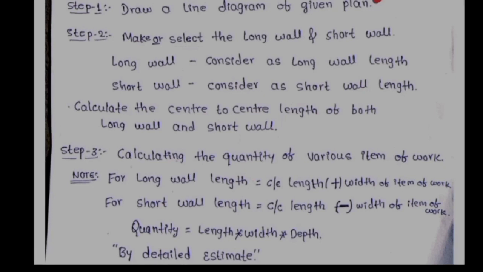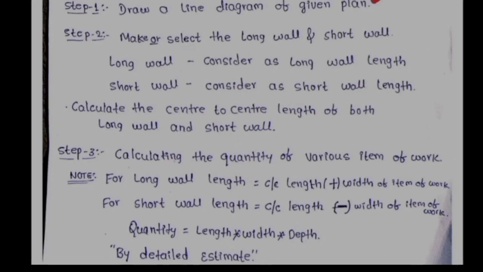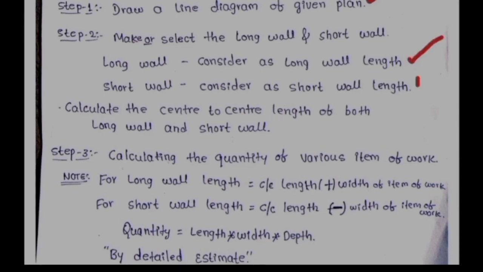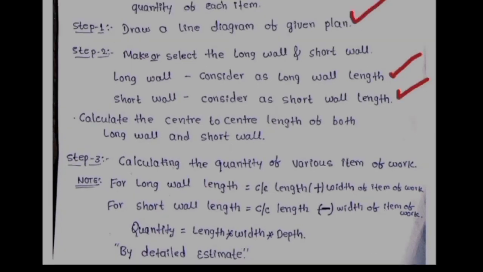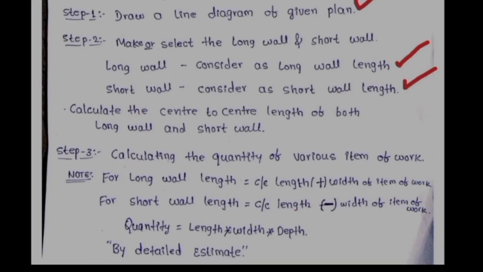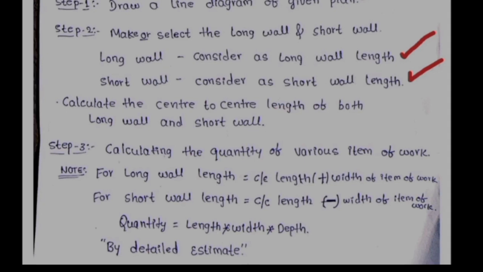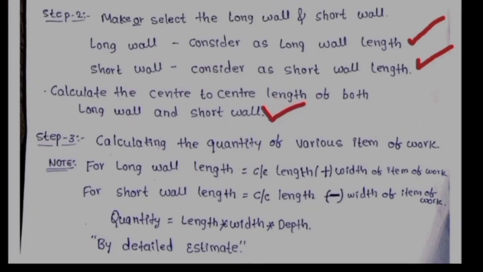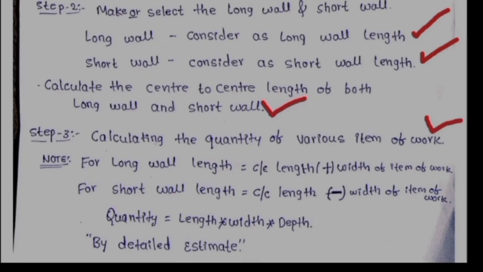For simplifying the calculation, we consider the long length of wall as a long wall and the short length of wall as a short wall. After the consideration of the long wall and short wall, we have to calculate the center to center line length of the long wall and short wall.